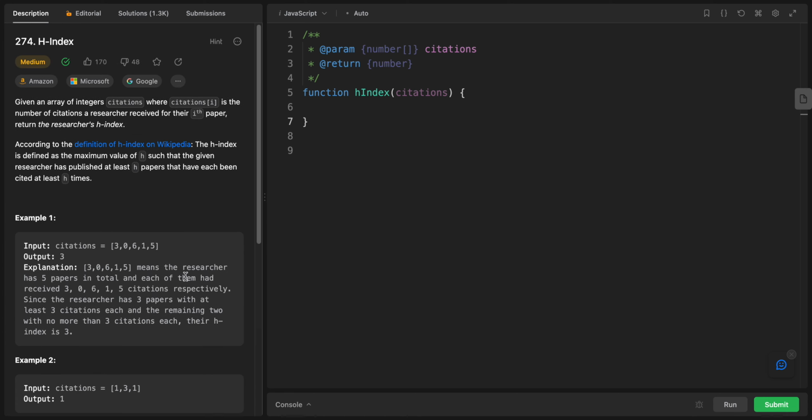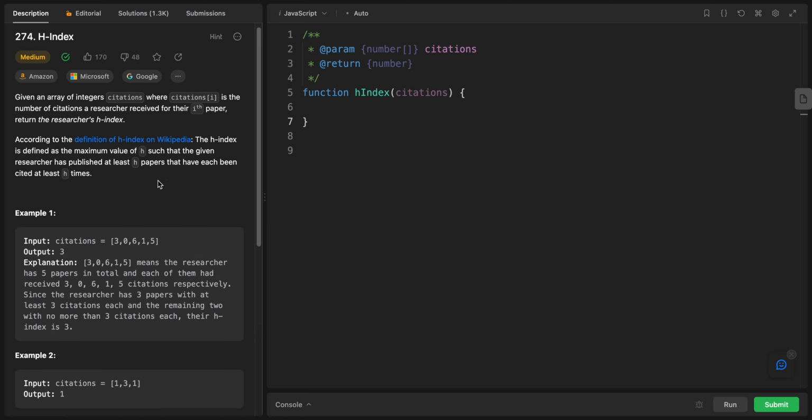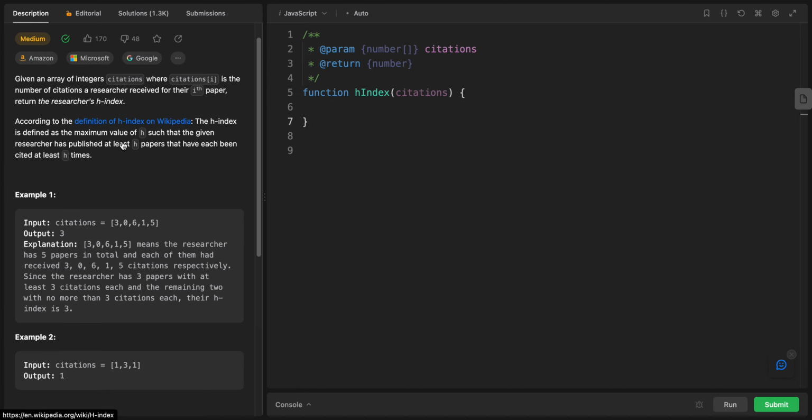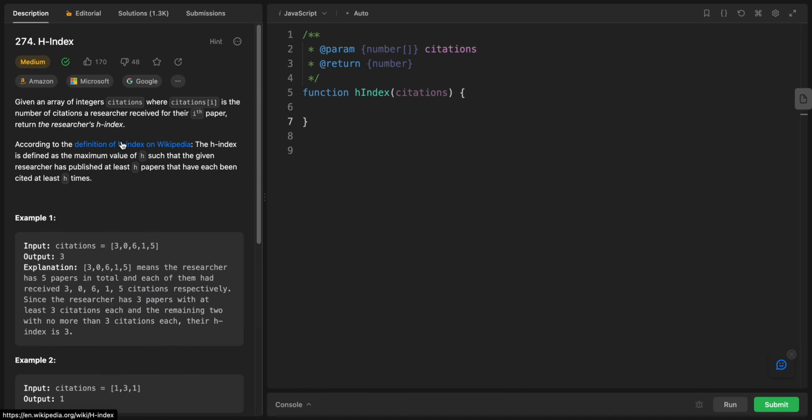I know a lot of people say this problem is not easy, or maybe not easy to understand. So first of all, if we don't understand anything, let's just take a hint. The hint says the approach is to sort. What are the possible values of H-Index? A faster approach is to use extra space. So all the hints are in the problem. Let's look at what an H-Index is.